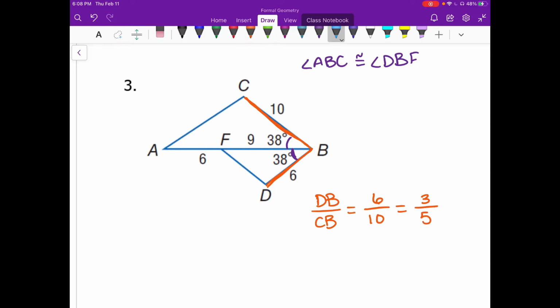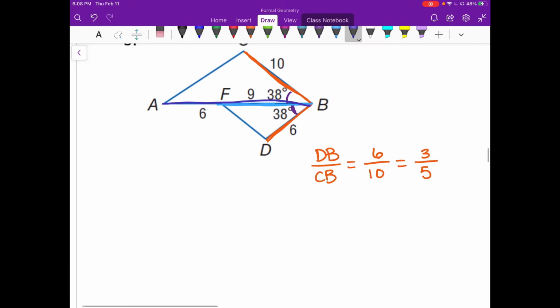Let's do a second proportion. I'm going to compare this side, which is 9, to the length of that whole side, AB, which is 9 plus 6. So let's write that out. First one is BF over AB. BF is the 9, that short part, the light blue, and AB is the 9 plus 6, which is 15. Again, simplified, these are both divisible by 3. 9 divided by 3 is 3, and 15 divided by 3 is 5.